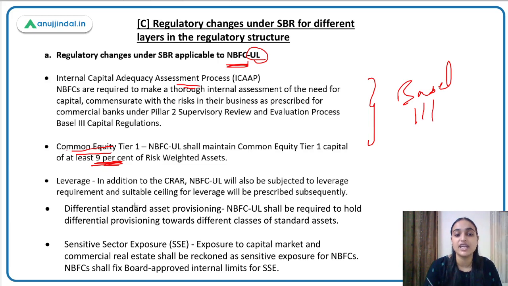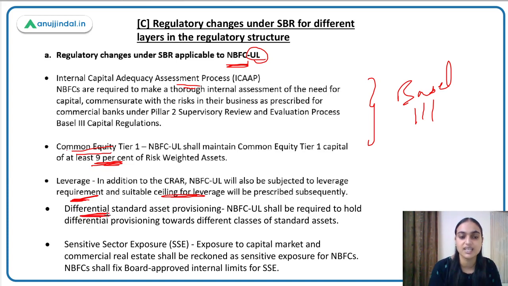Then in addition to this very CRAR, they need to be subjected to leverage requirement. Leverage ke liye ceilings impose hongi. They need to adhere to maintaining different amount of provisions for different assets. Then related to the sensitive sector exposure. So if they are being exposed to the capital markets or to the real estate markets, then there is a need to fix certain limits as to how much can be their exposure. So alag alag regulations hai ki aapko capital adequacy ratios maintain karne hai, leverage pe aapko ceiling lagani hai, provisions maintain karne hai, sensitive sectors ko agar aap lend kar rahe ho ya unke saath aap deal kar rahe ho, to usme limits honi chahiye.